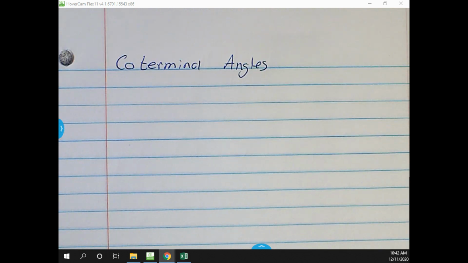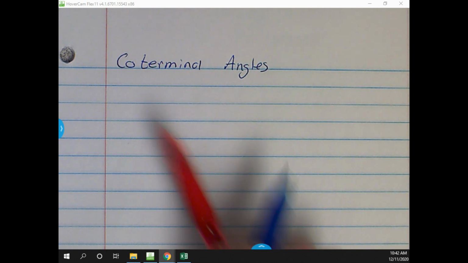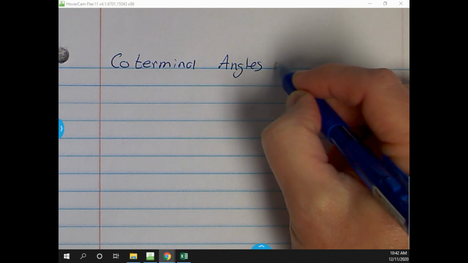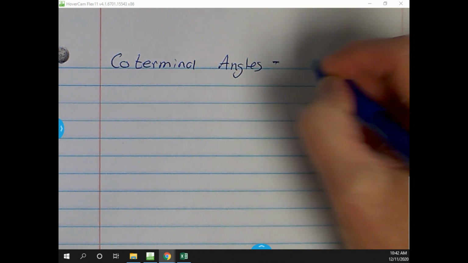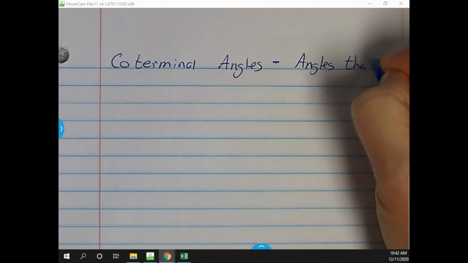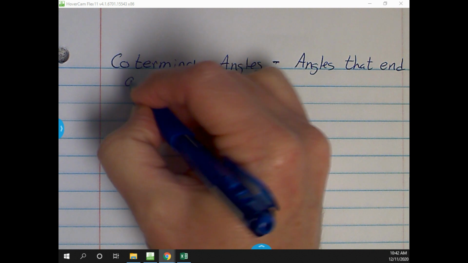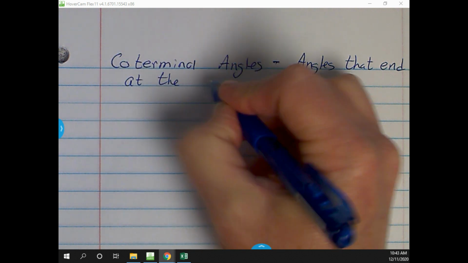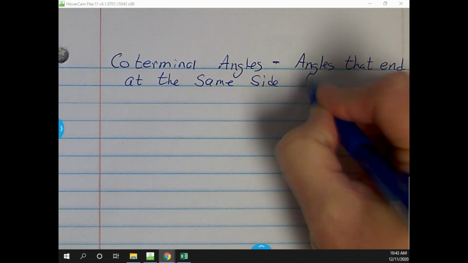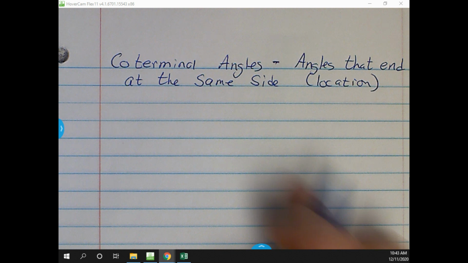And with coterminal angles, the terminal part basically means it's ending. So these are angles that end in the same spot, if you want to think about it this way. So these are angles that end at the same side. When we're talking about the same side, we're basically saying they end at the same location. It's just one of them is going to go up, the other one is going to go down.